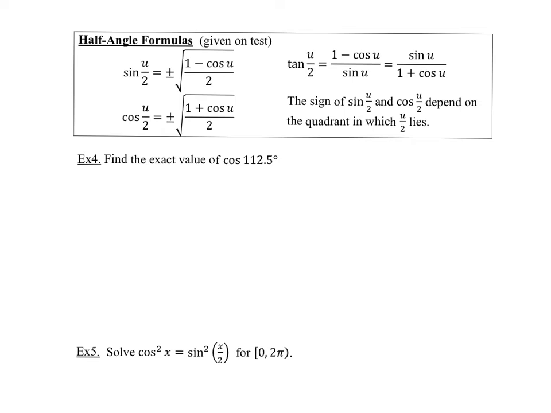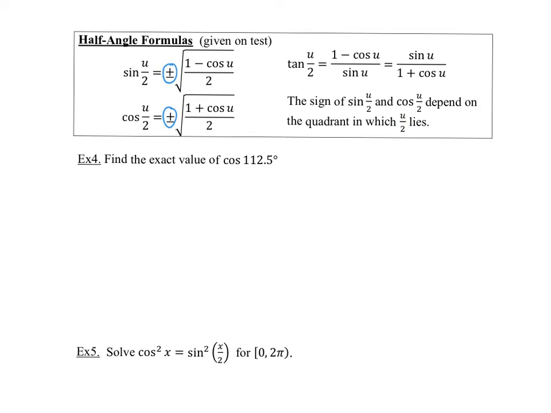Okay, the plus or minus is a lie. The sign depends on the quadrant in which u over 2 lies. So if I know that u over 2 is 10 degrees, I know it's in quadrant 1, so these would both be positive.